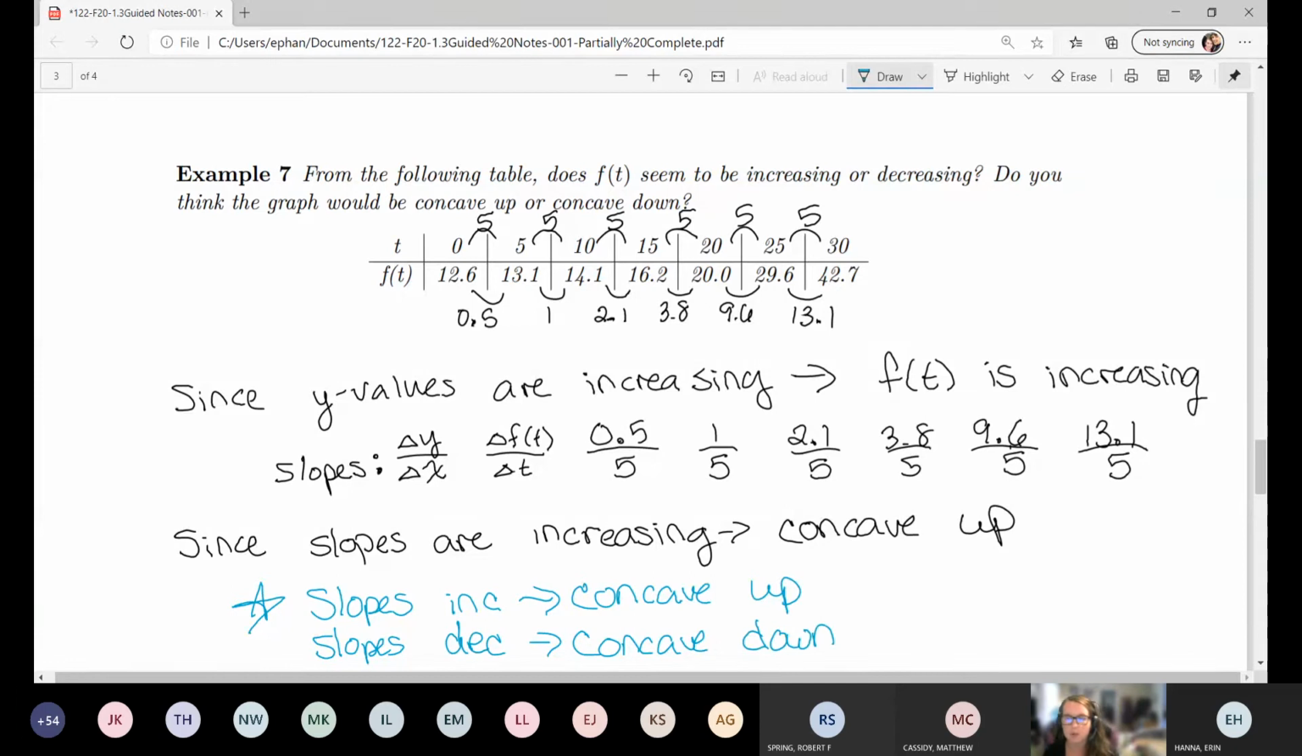So if you're ever given a table and you want to know about concavity, the first thing you need to get are the actual slopes. And then you need to compare the slopes. Are the slopes getting larger or are they getting smaller? And that can tell you whether or not it's concave up or concave down in whatever piece you're looking at. Make sense? Questions, concerns? No. Okay. All right, not seeing anything in chat, so we'll move on.